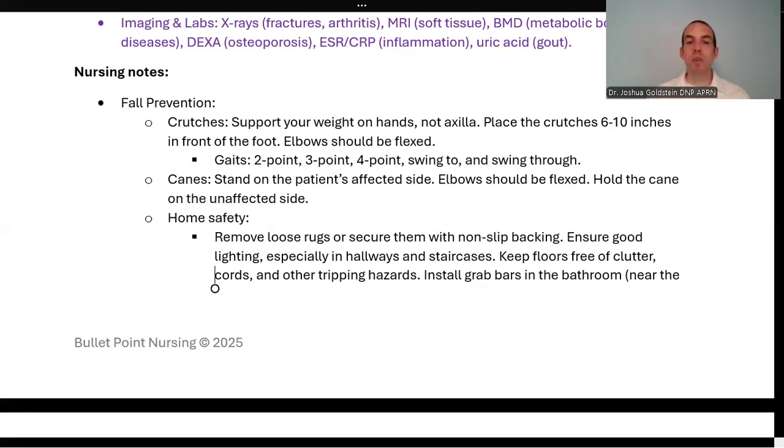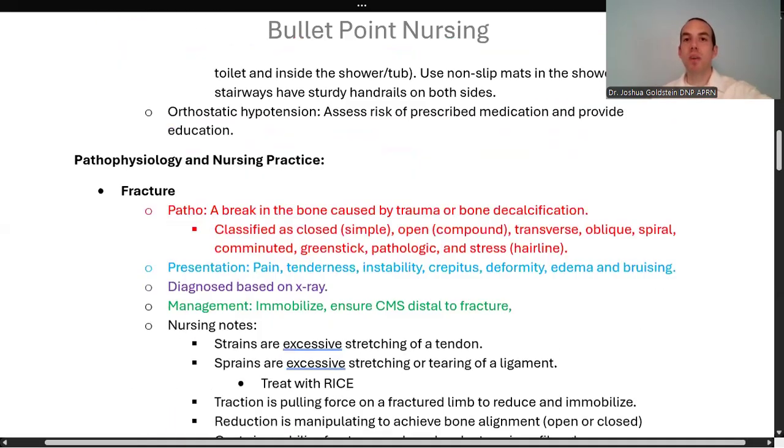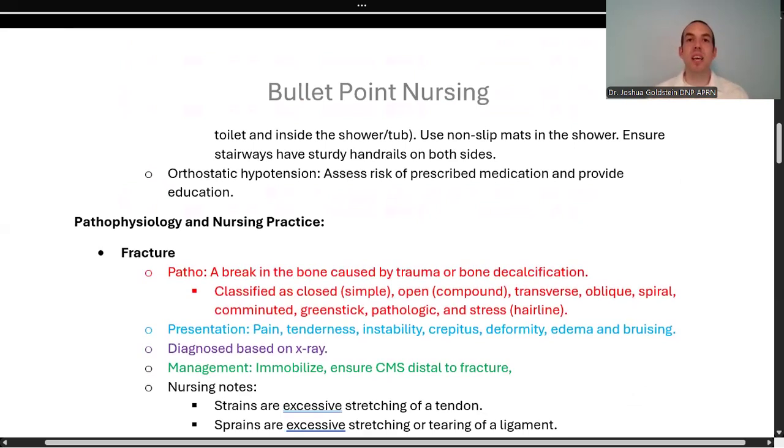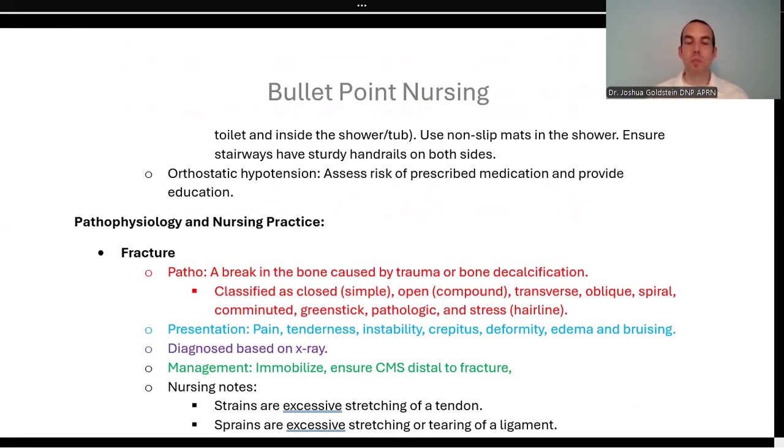Next, home safety. Remove any loose rugs or secure them with non-slip backing. Ensure good lighting, especially in hallways and staircases. Keep floors free of clutter. Watch out for cords and other tripping hazards. Install grab bars in the bathroom. All of this is very basic stuff, but a lot of this is fundamentals that you would have learned in your fall prevention and fall risk part of fundamentals, but some schools include it here in musculoskeletal. So I did put this one paragraph here, just a refresher.